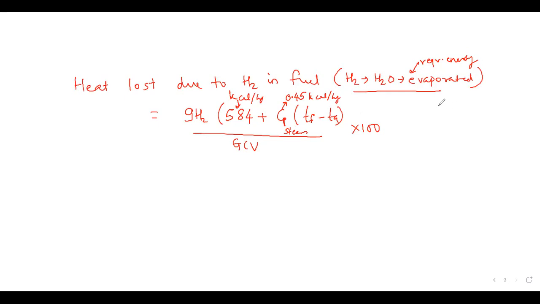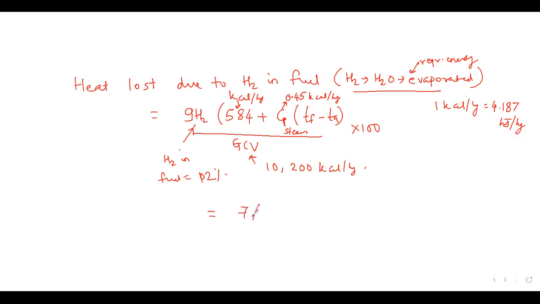If you want to do it in SI units, you must remember that 1 kilocalorie per kg is 4.187 kilojoule per kg, so you need to multiply everything by 4.187. GCV is 10,200 kilocalories per kg, and H is the hydrogen percentage in the fuel, which is given as 12%. If you solve this, you should get about 7%. You do it yourself and convince yourself that you are getting this value.